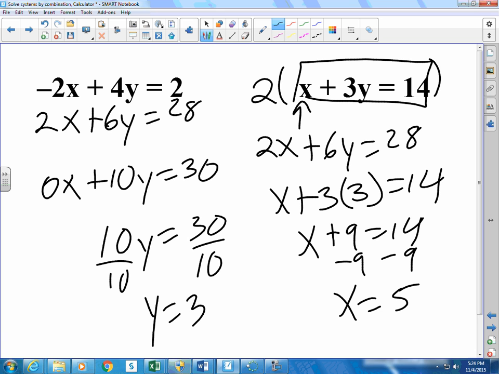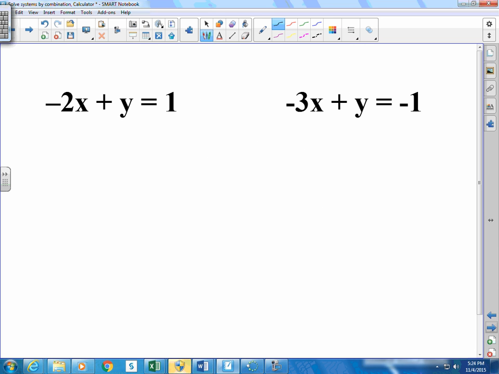So you come up with multiples. In this case, I multiplied by 2. Multiples of one of the equations, so that I can either add or subtract them, and in this case I added them, to get rid of one of the variables. With a calculator, this one might work well with a calculator.